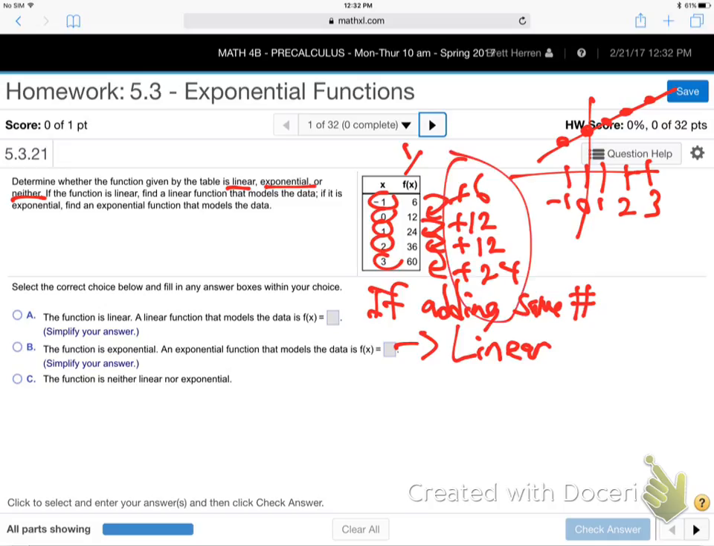So are these the same number every time? No, not linear. So this one's not linear. Now we're going to do the exponential test. I'm doing them one at a time. First I tested for linear. No. This is not, it must not be a linear function.